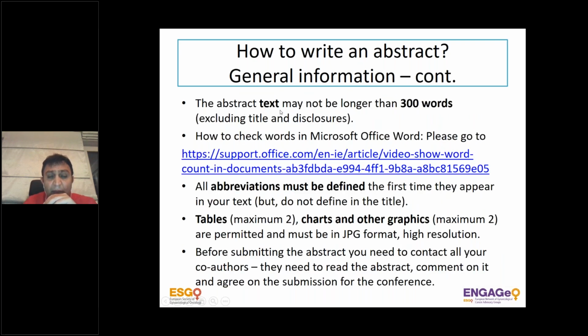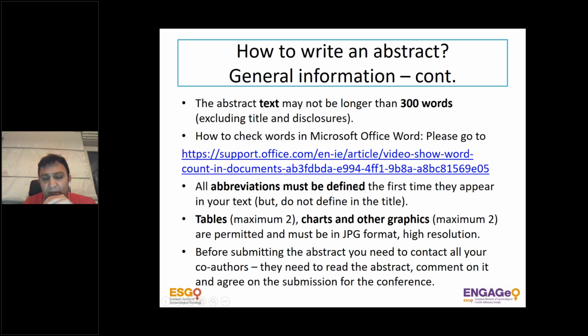And the abstract text in the ESGO Congress is limited to 300 words. When you first work on a Word file, Microsoft Office Word, you can use this link, and you can simultaneously evaluate how many words it is, and you have to keep it to less than 300.